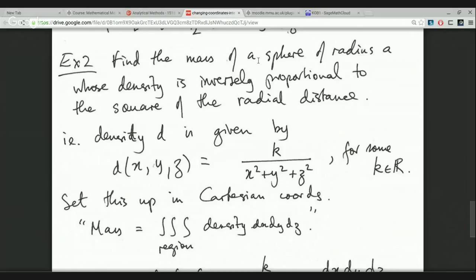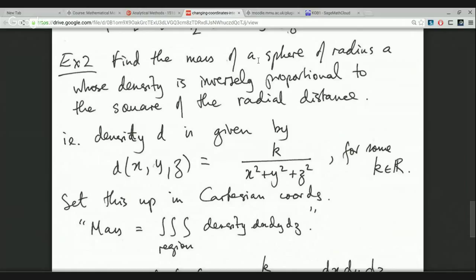But the density of the sphere that the material is composed of is inversely proportional to the square of the radial distance. So it's very dense down at the center, proportional to 1 over the square of the radius. Its density tends to infinity as you get closer and closer to the center, but as you go out away from the center, the density decreases like k over r squared, where k is some constant.